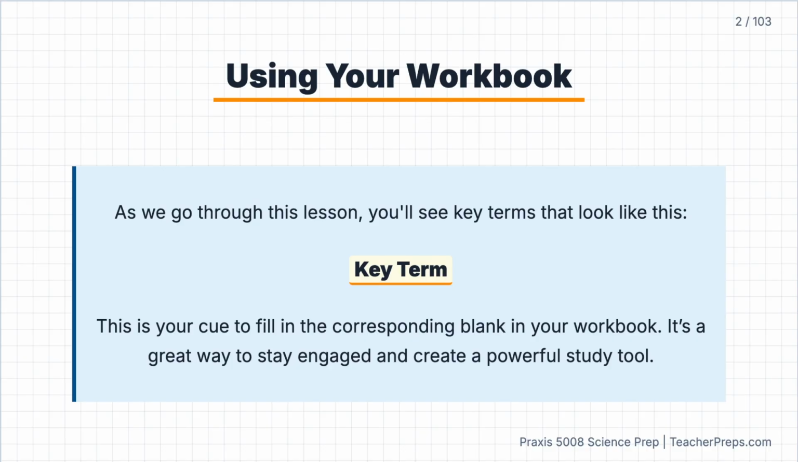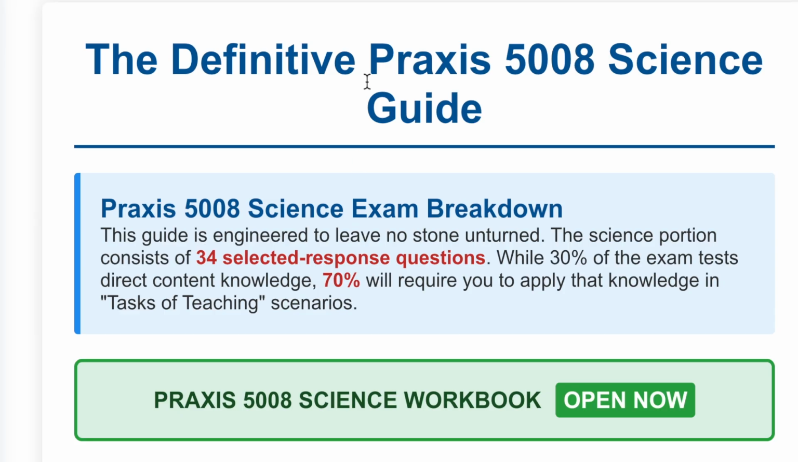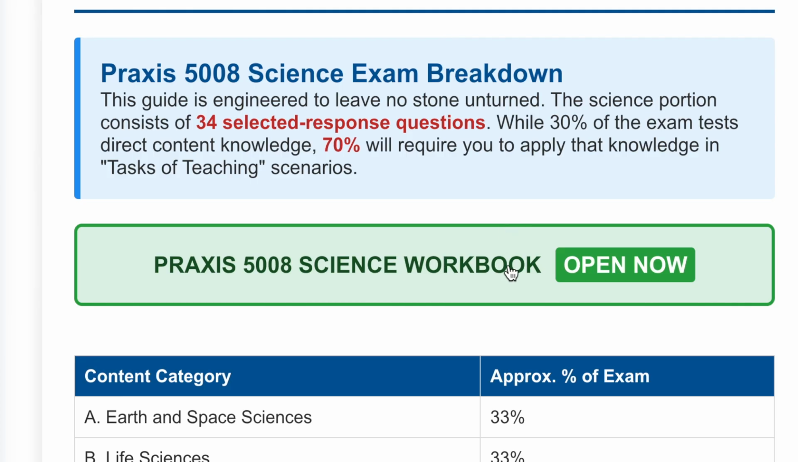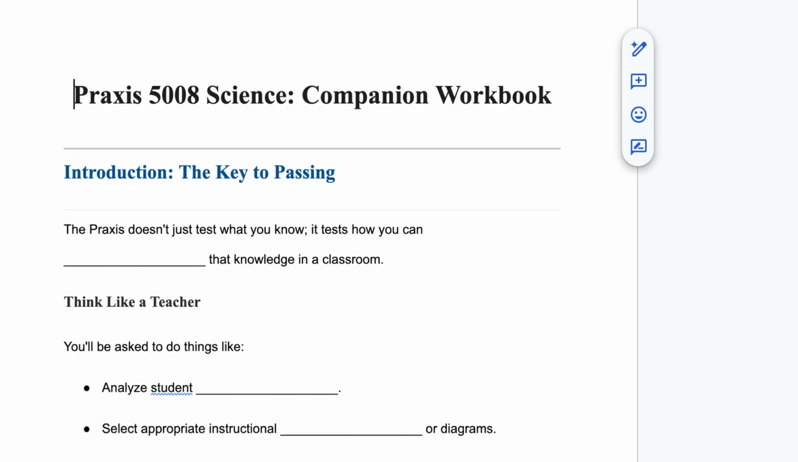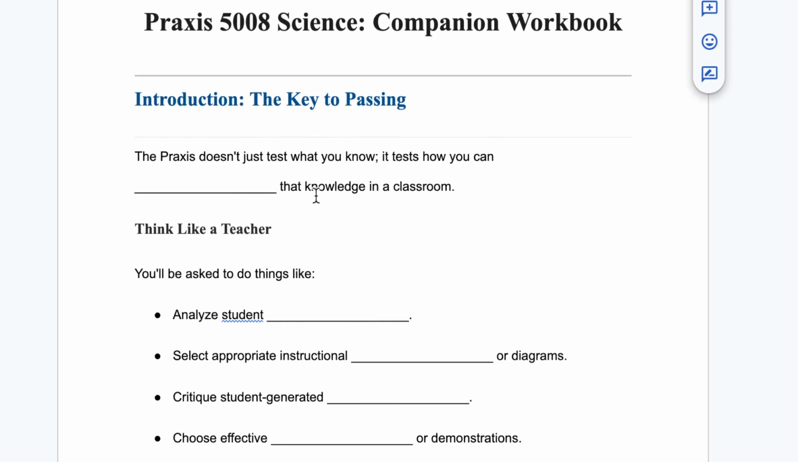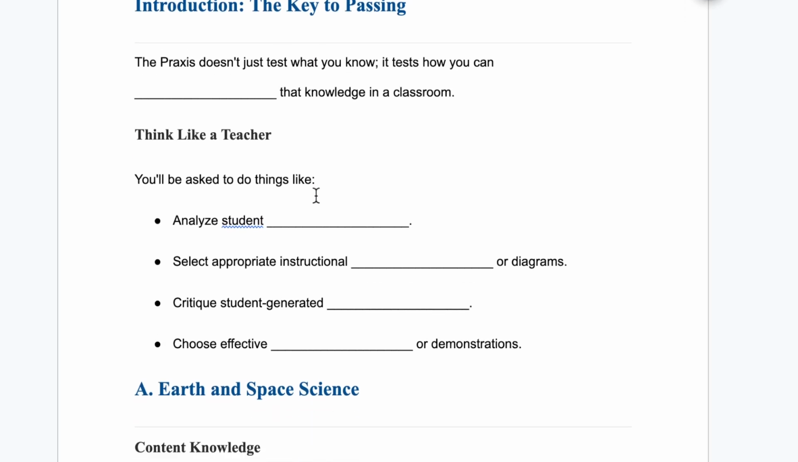Before we dive in, a quick note on using our workbook, which looks just like this. Here is our study guide for this Science Praxis 5008. If you scroll down just a little bit, you see this Praxis 5008 Science Workbook. Click the Open Now button. Make sure that you use this Google Doc in order to print it or put this on your tablet device, or you can just complete it right from your laptop.